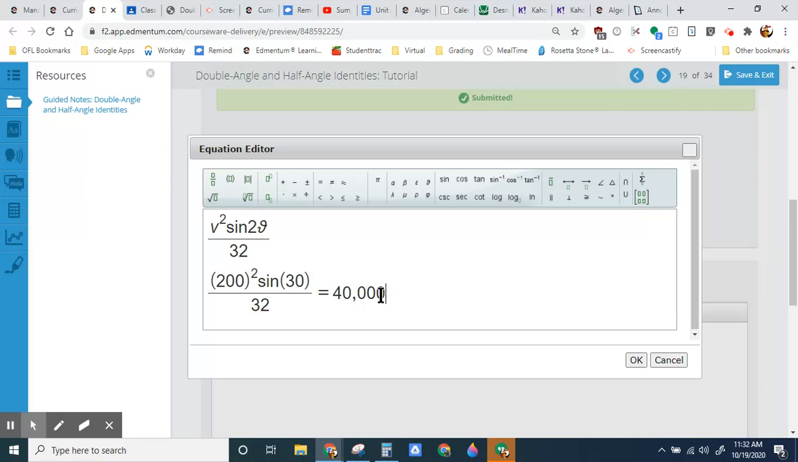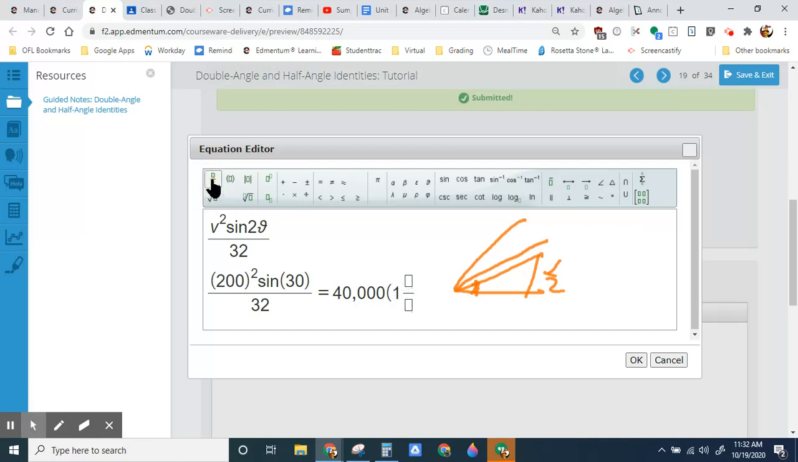Sine of 30. Again, you can look at the unit circle, but hopefully a few of you are starting to understand that since 30 degrees is a short angle, here's 45, here's 60, that means this is 1/2. So sine of 30 degrees is 1/2.